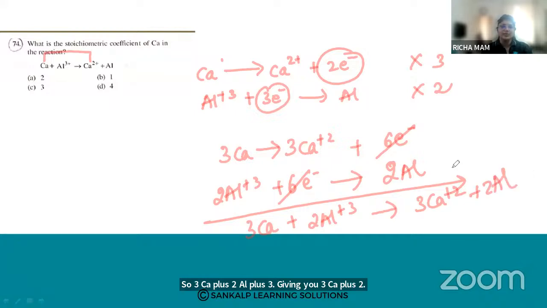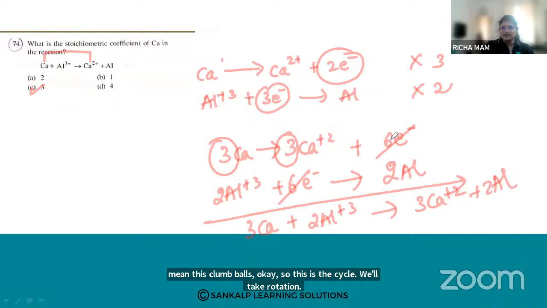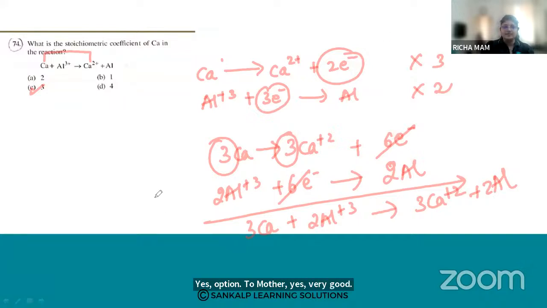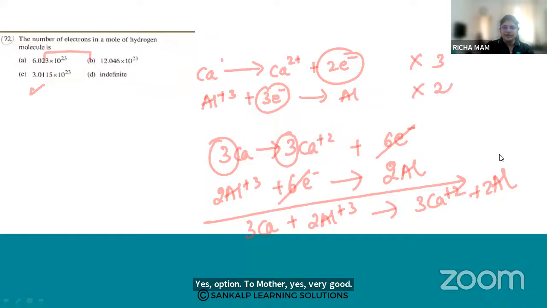So what is a stoichiometric coefficient? It is C. Stoichiometric coefficient means these numbers. So this is the stoichiometric coefficient. Yes, option number C. Neeraj, Vamshi Krishna, Bhuvan, Madan, yes, very good. The answer is C. So this is about the stoichiometric coefficient.